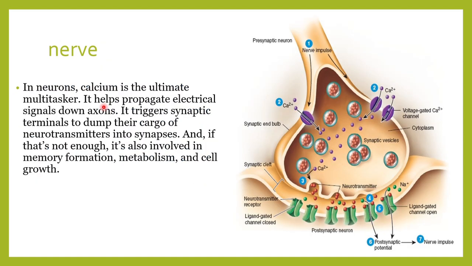So you will see that this is a synapse, and you can see here the calcium has come inside, and these are the pockets, synaptic vesicles, wherein once this calcium triggers it, you will see that there is a release of these neurotransmitters. These neurotransmitters go down this synaptic cleft, and they will do their function. They are important in memory formation, metabolism, cell growth. All of this will depend upon these neurotransmitters and calcium.